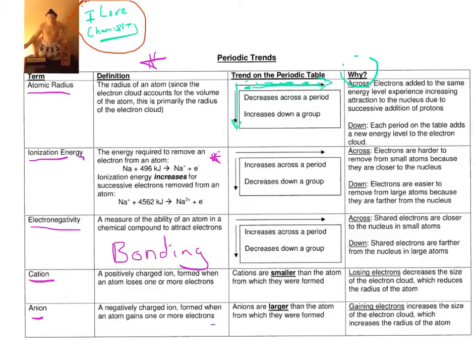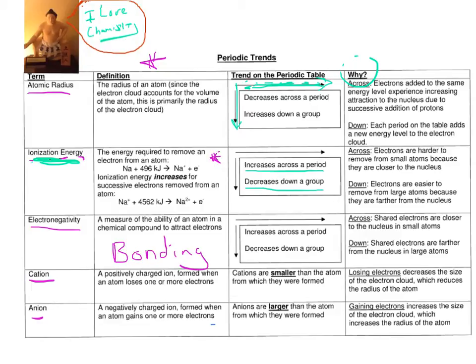For the second property, ionization energy, as we go across a period, it increases. And as I go down a column, it decreases. So when we say it's increasing, it means it's getting more difficult. I have to supply more energy to take an electron away from an atom.